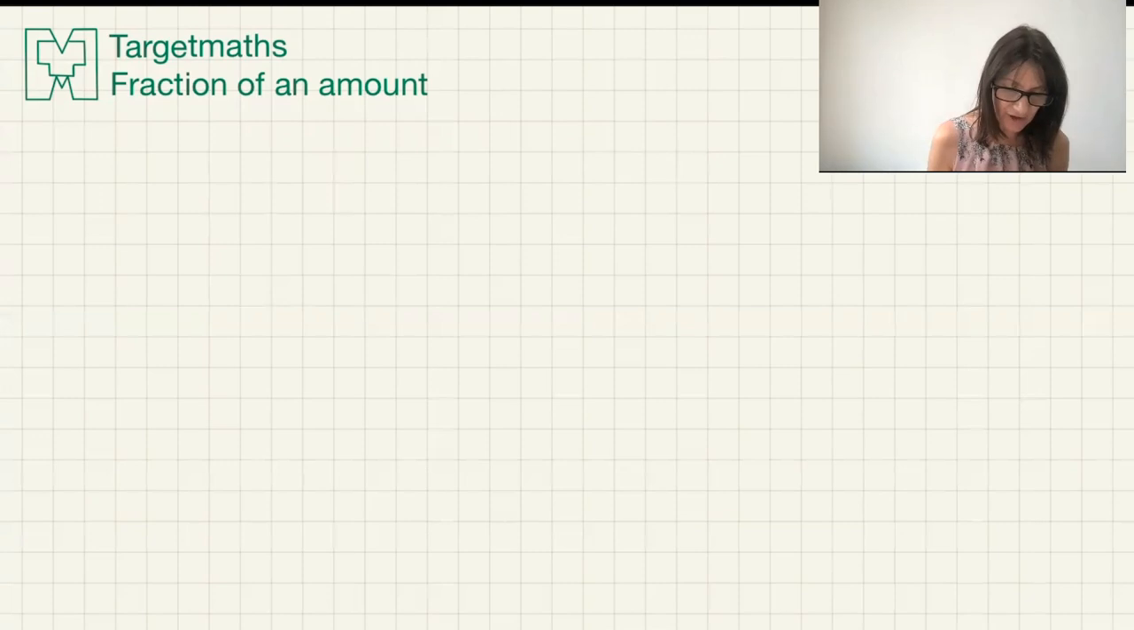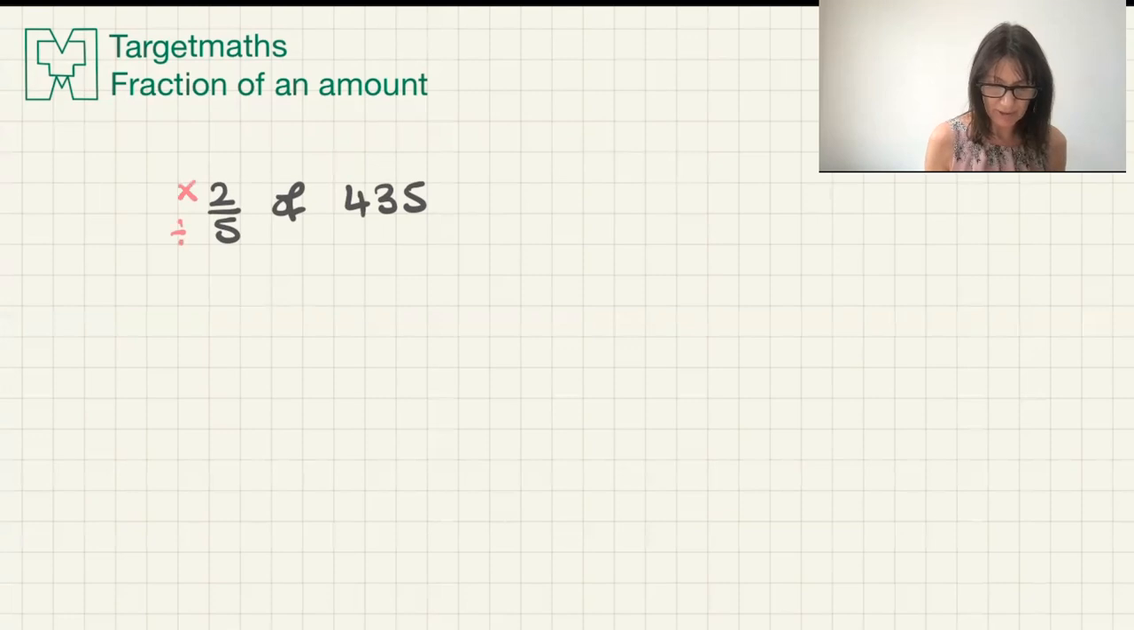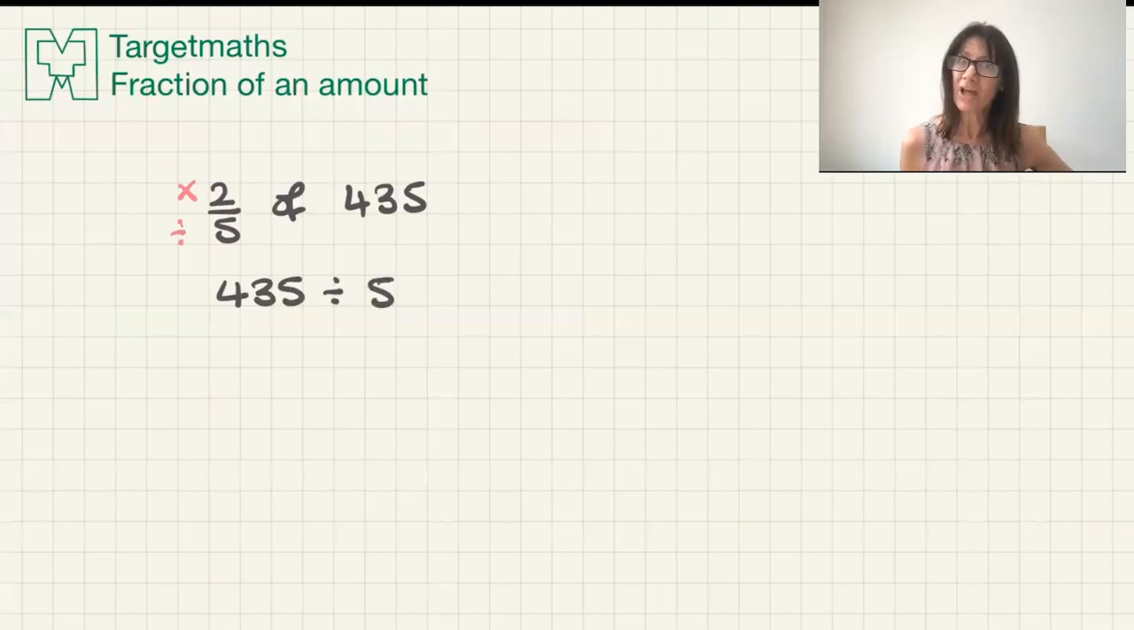Okay, so let's find 2/5 of 435. So my method doesn't change. Divide by the bottom, times by the top. So I take my amount of 435 and show that I need to divide it by 5. Then I go, okay, how am I going to do that? You need to be super confident at bus shelter. Then whenever you see a division, you can just crack on with it and it doesn't freak you out or worry you.